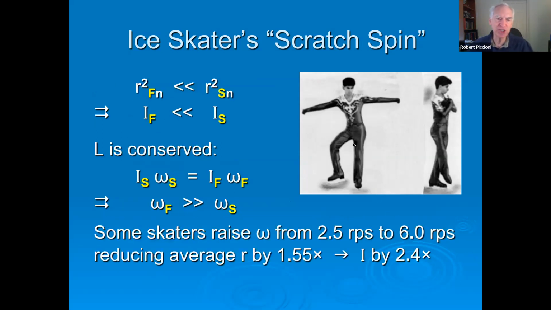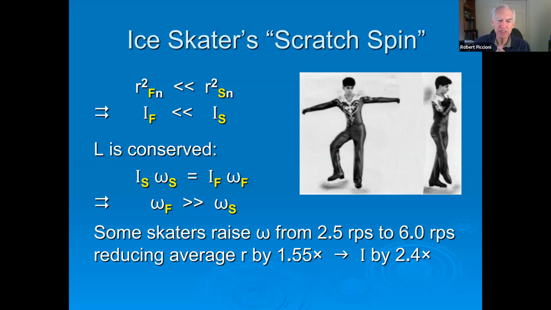And so what do they actually achieve? By reducing the radius, they make the moment of inertia much less. Therefore, since the product has to be constant, the final angular velocity has to be much more than the beginning angular velocity. And skaters can typically do this. They can go from 2.5 full rotations per second, RPS, to 6 rotations per second. So that's 2.4 times, nearly 2.5 times faster.